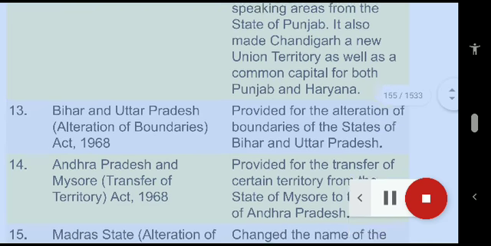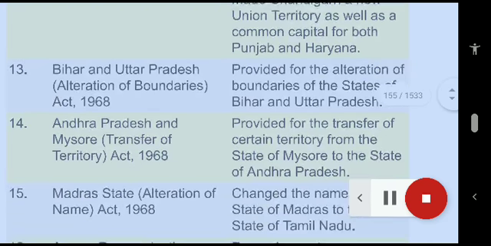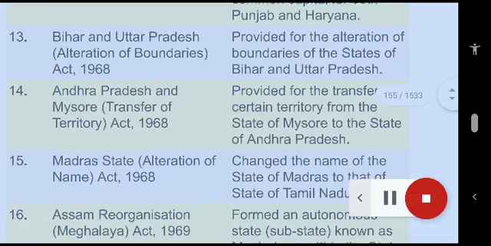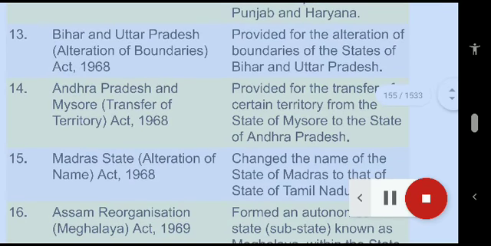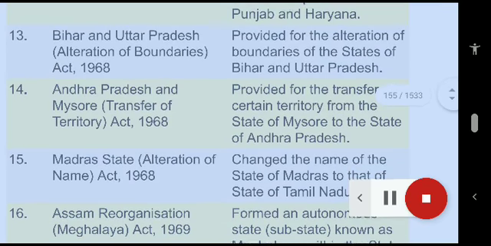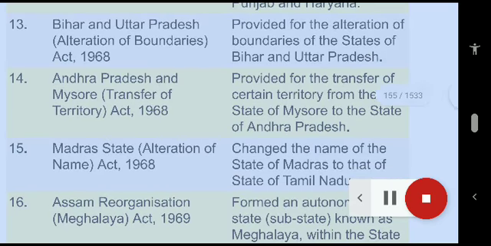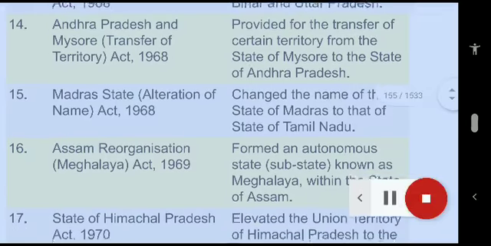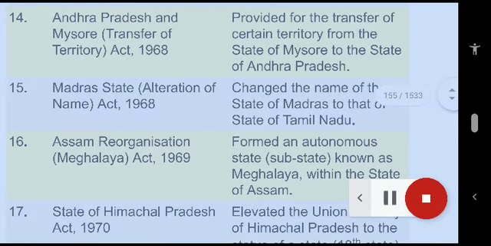13. Bihar and Uttar Pradesh Alteration of Boundaries Act 1968 provided for the alteration of boundaries of the states of Bihar and Uttar Pradesh. 14. Andhra Pradesh and Mysore Transfer of Territory Act 1968 provided for the transfer of certain territory from the state of Mysore to the state of Andhra Pradesh.